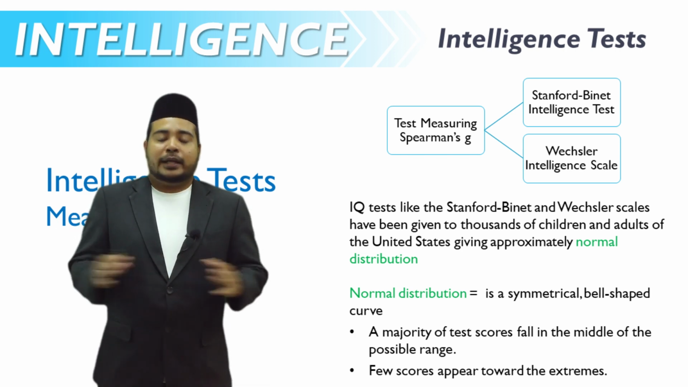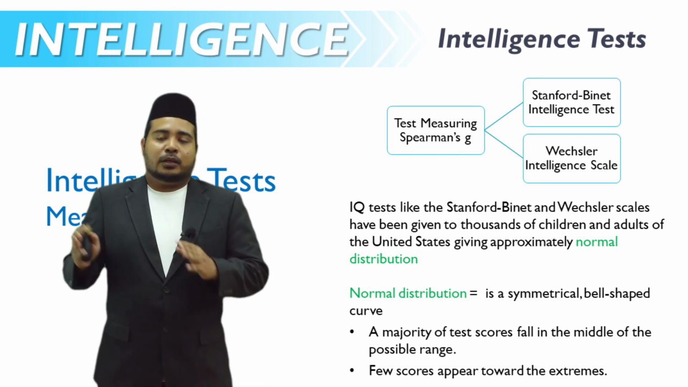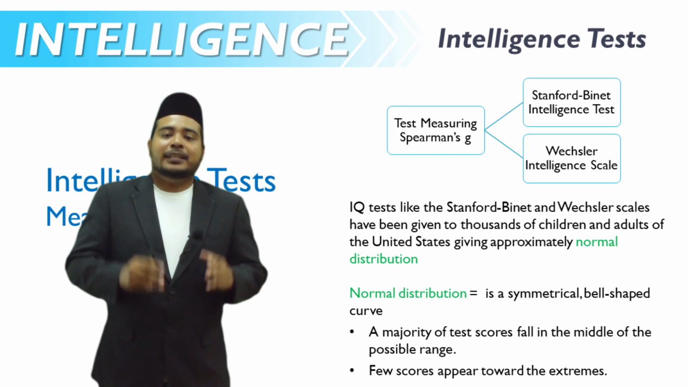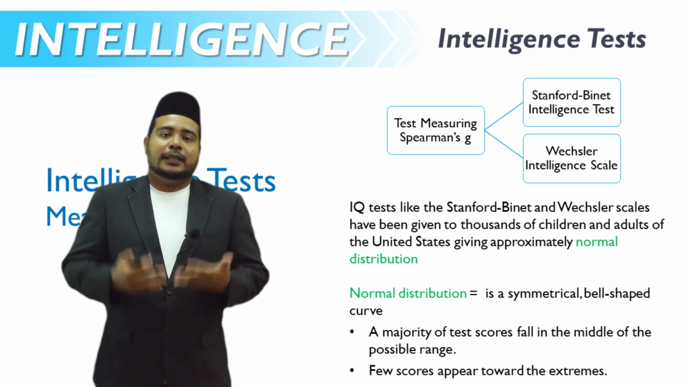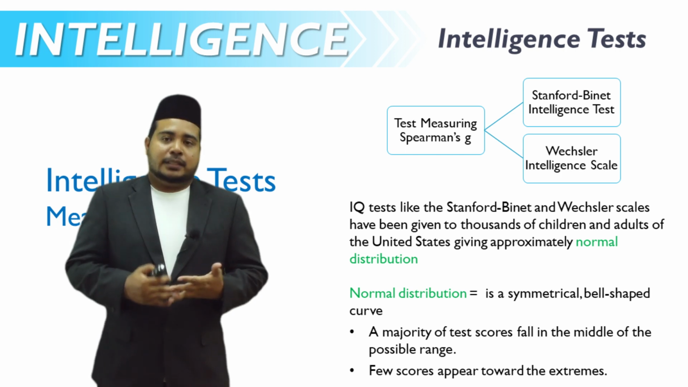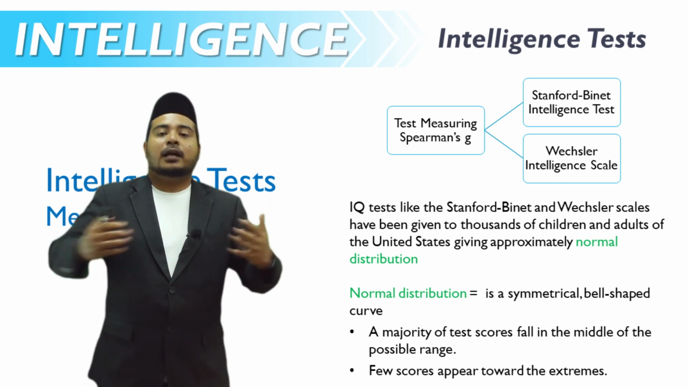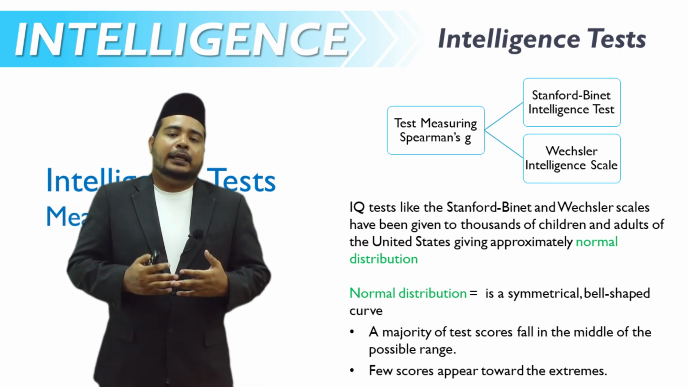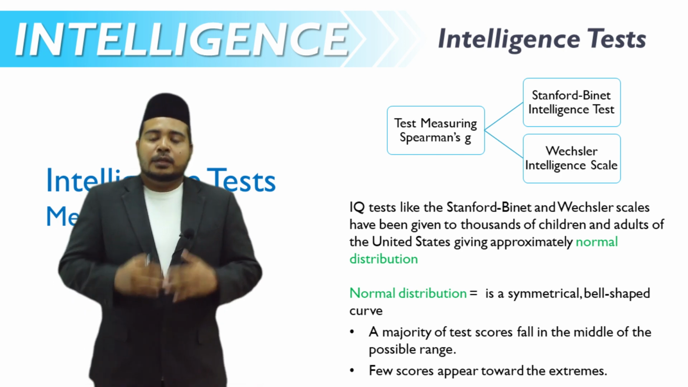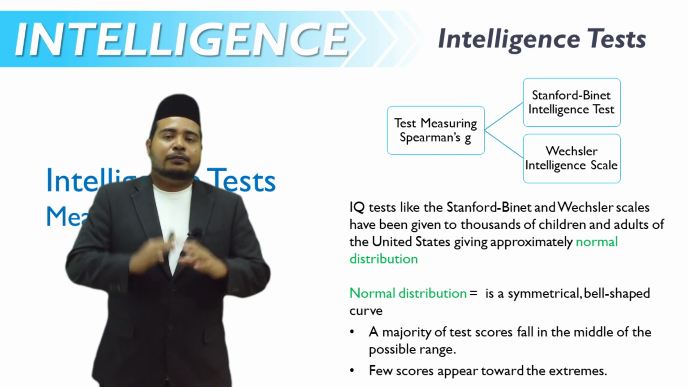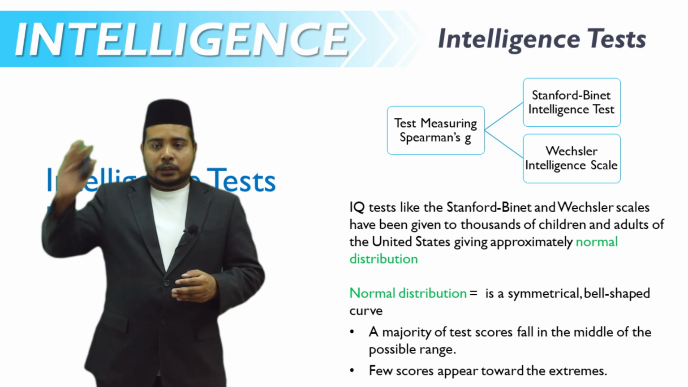Okay, have been used widely across the world. So IQ tests like Stanford-Binet and Wechsler, these two, have been tested on thousands of children and adults in the United States. So what happened when they asked a lot of people to answer them, they were able to establish a normal distribution. Basically, when they give this test to a lot of people in the United States, they are able to get a normal distribution.